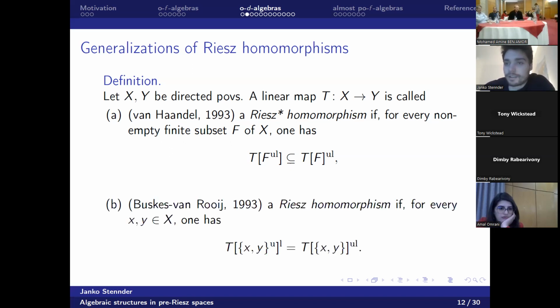And there's also a second generalization of Riesz homomorphisms, which is also called Riesz-star homomorphism, defined by Duskes and Van Roy in 1993 as well. And this is also an equality of sets where upper and lower bounds are involved. And just note that every Riesz homomorphism is always a Riesz-star homomorphism, but not the other way around. And of course, if X and Y are vector lattices, then those two notions coincide with the Riesz homomorphism in the vector lattice case. Otherwise, they wouldn't be really good generalizations.